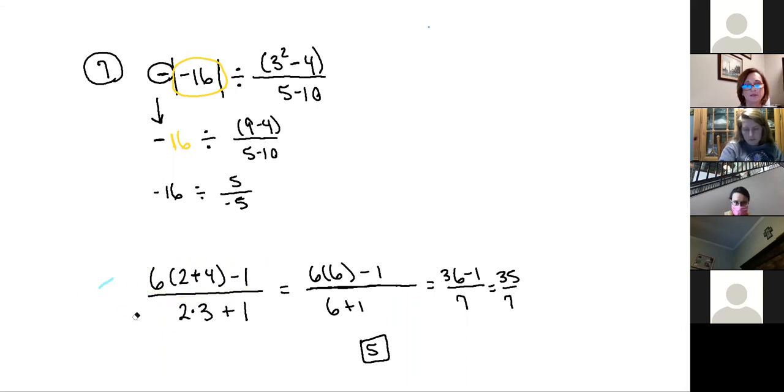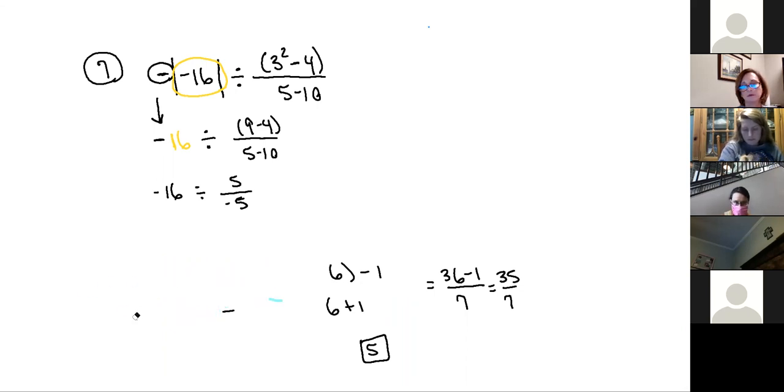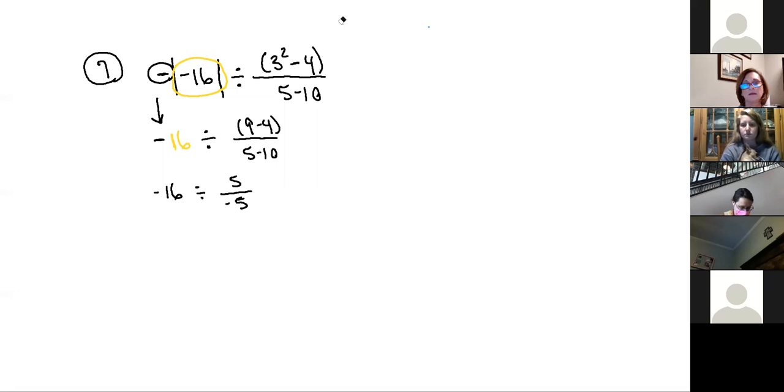And let me make some room here. Okay. So I'll bring down the negative 16. A positive divided by a negative is a negative. 2 negatives make a positive. So the positives win on that one.